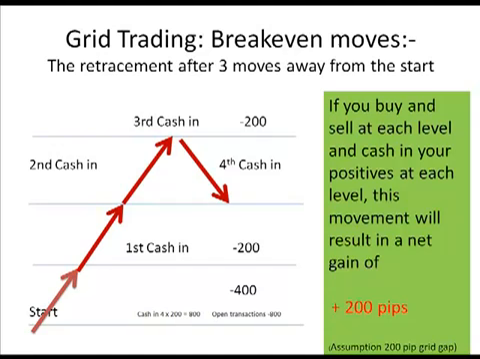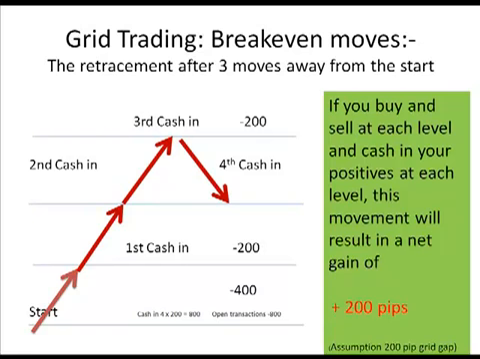Now, the break-even move assumes that the price moves three levels away from your start. So it goes 1, 2, 3 levels away, and then does a retracement after the third level to the second level, in fact. So what you would have here is you'd have a cash in of 1, 2, 3, 4. So you have 4 cash-ins. 4 times 200 is 800 pips. But you would have a buy that's open here that's negative at 200.